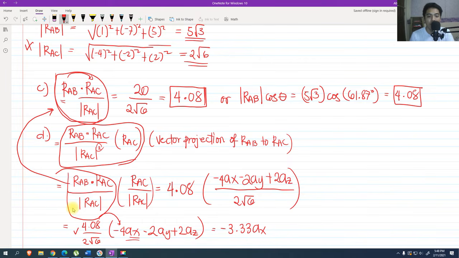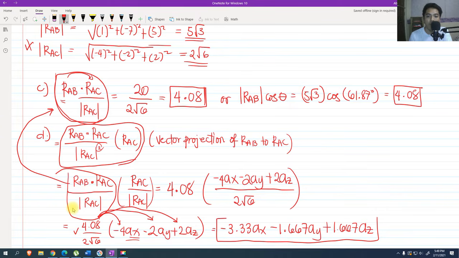And that's the component for the x component. Okay? And then the next one is multiply it by negative 2. So that becomes negative 1.667 a sub y. And lastly, we multiply it by 2. Okay, that is obviously plus 1.667 a sub z. So this is the vector projection of RAB onto RAC.